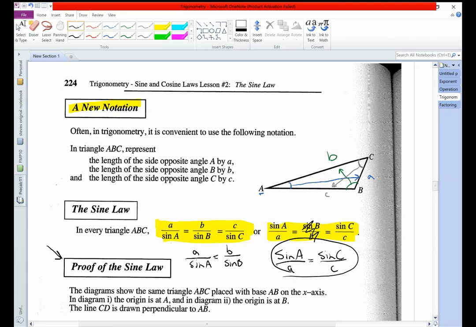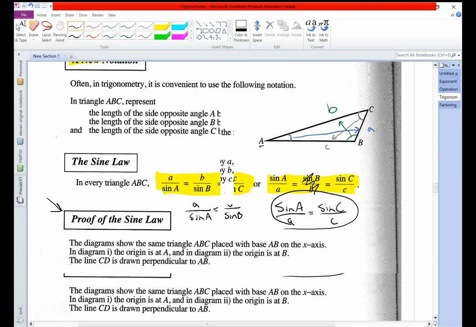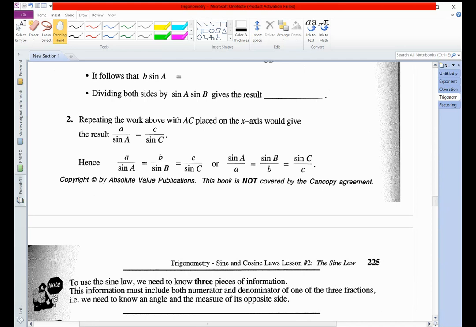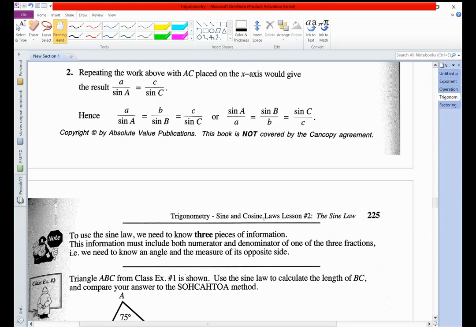I'm not going to do the proof. As long as you believe that this equation works, then we're totally good. If you, for some reason, are sitting at your desk and you're thinking, something doesn't seem right about this, I don't agree, come see me. We'll walk through the proof, and I can prove to you that this equation works. But for now, in this class, as long as you can use the sine law, then we're good to go.